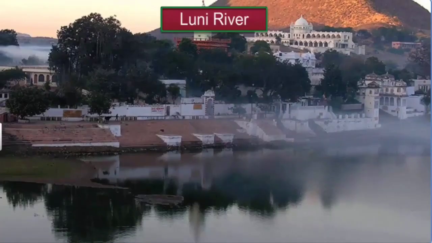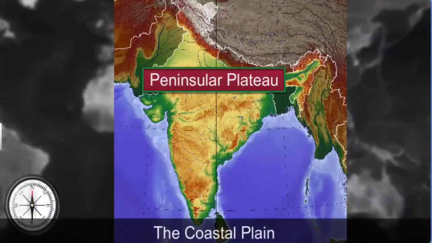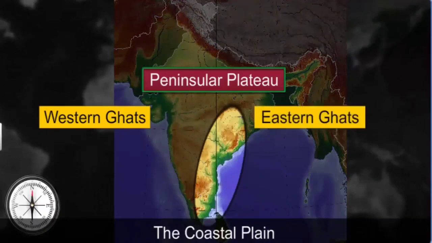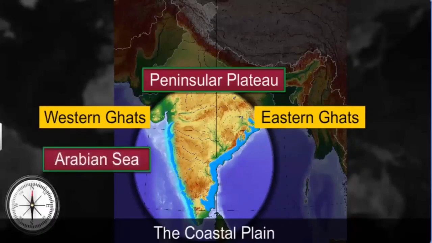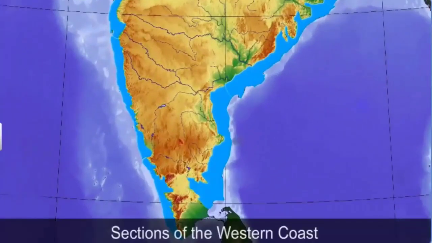Let's go back to the Peninsula Plateau. As you can see, beyond the Western Ghats and the Eastern Ghats, the plateau is bordered by narrow coastal strips. The western strips run along the Arabian Sea, while the eastern strip is along the Bay of Bengal. As you can see, the western coast is a narrow plain.